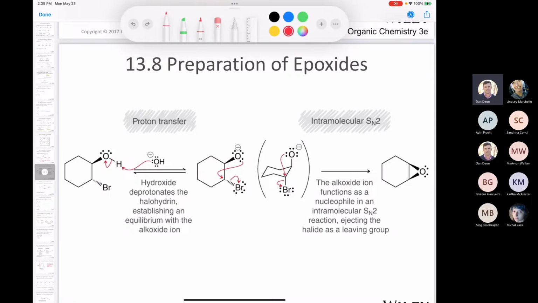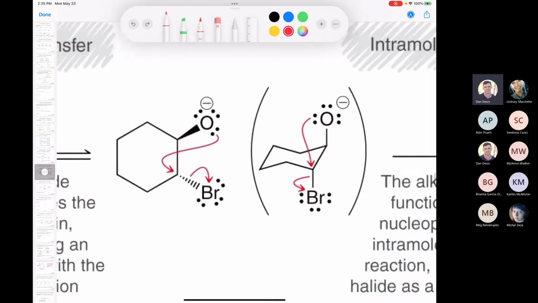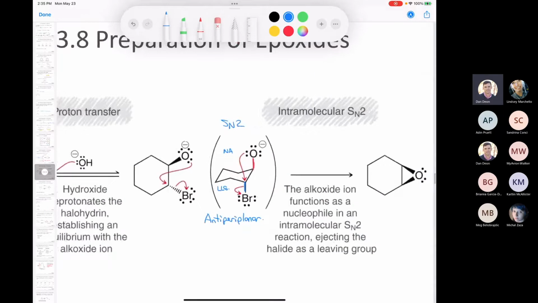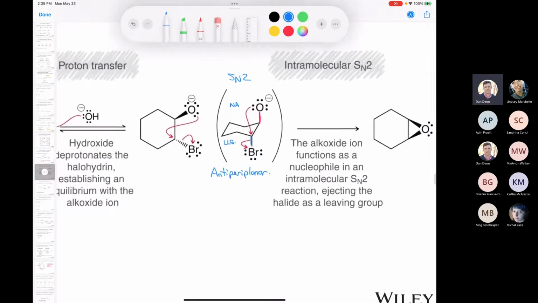But since the bond between the carbon and the oxygen is pointing up like this, and the bond between the carbon and the bromine is pointing down, they are anti-periplanar to one another, and they have to be in order for this SN2 reaction to work. This is nothing more than an SN2 mechanism. You have your nucleophilic attack here, and you have your loss of leaving group over here. But again, they have to be trans to each other in order for that to occur and form the epoxide.